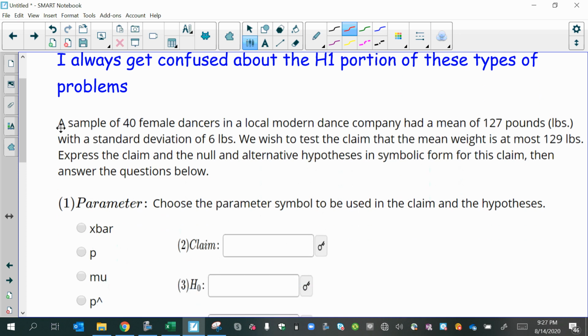Using this example, it says a sample of 40 female dancers in a local modern dance company had a mean of 127 pounds with a standard deviation of 6 pounds. We wish to test the claim that the mean weight is at most 129 pounds. Express the claim and the null and alternative hypotheses in symbolic form for this claim, then answer the questions below.